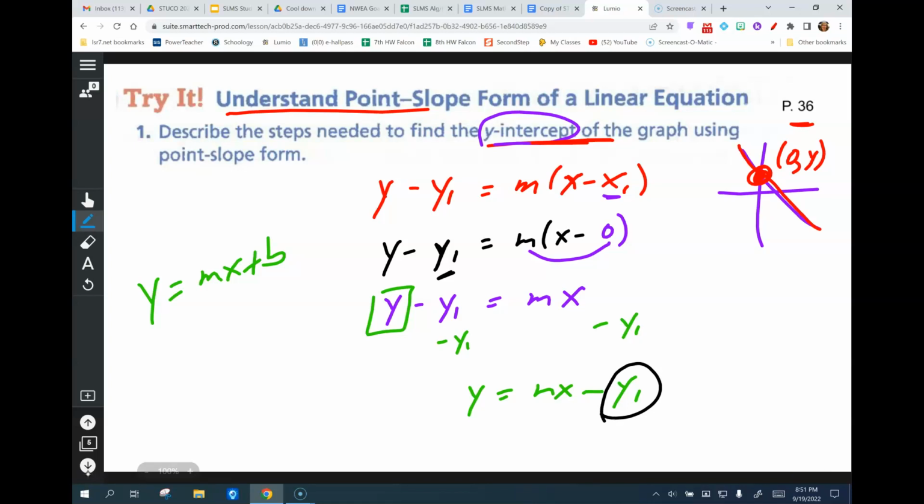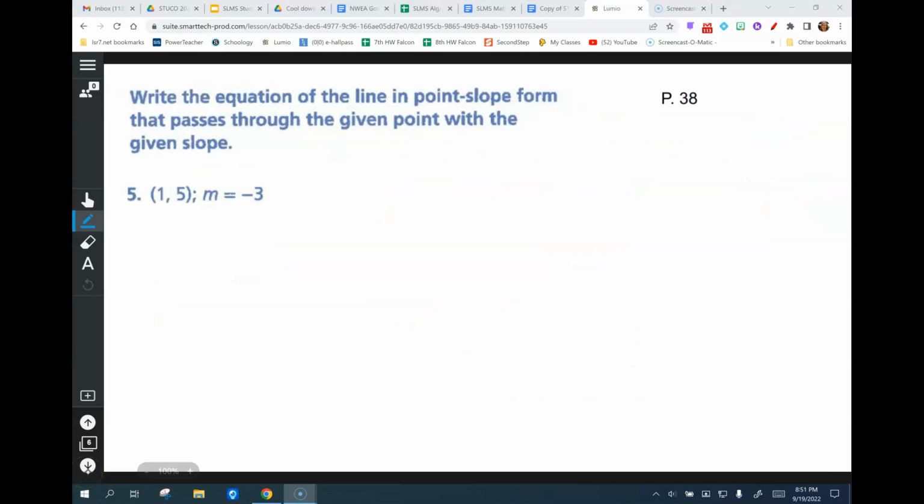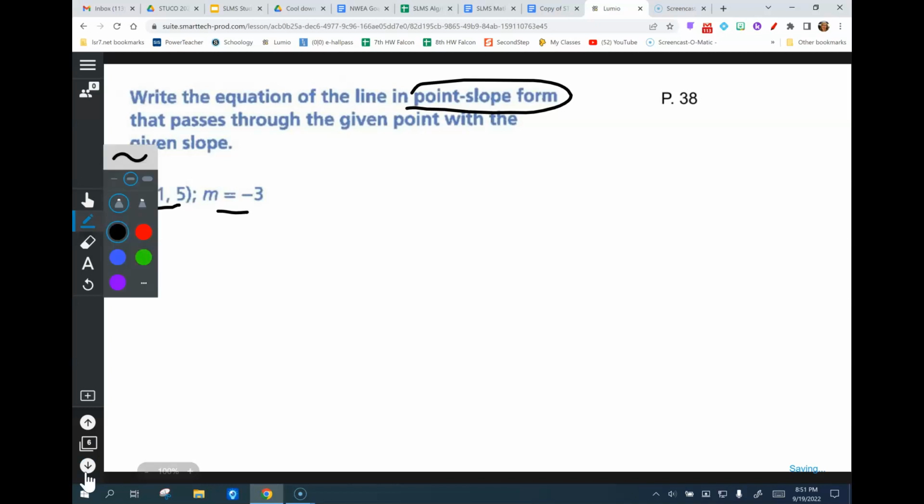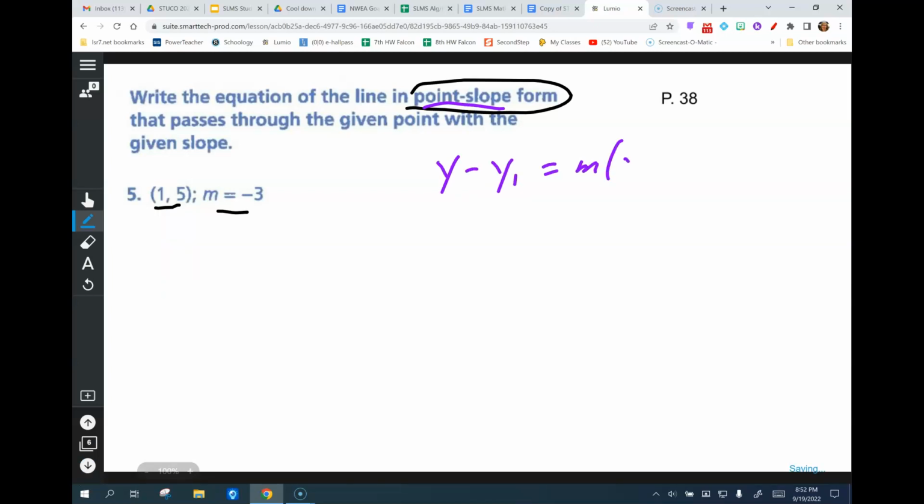But just always remember, if I want to find my y-intercept, I'm always going to plug 0 in for x. Good. Let's just get back to the basics for a little bit. They want us to write the equation in point-slope form that passes through the given point and has this for a slope. So the first thing, of course, we do is we write down point-slope form: y minus y sub 1 is equal to slope times x minus x sub 1.